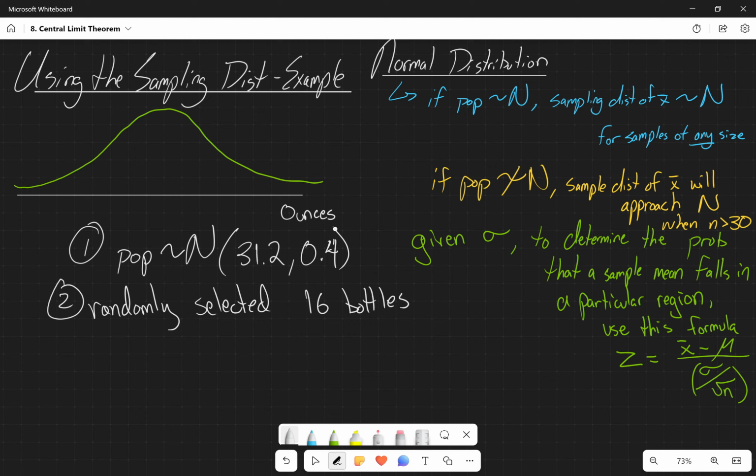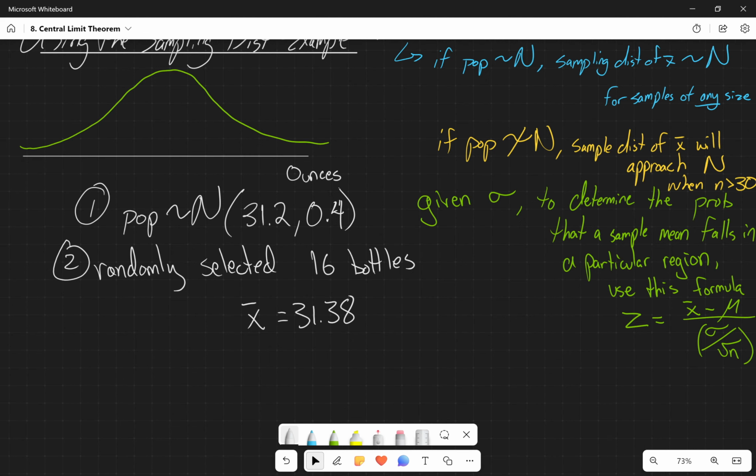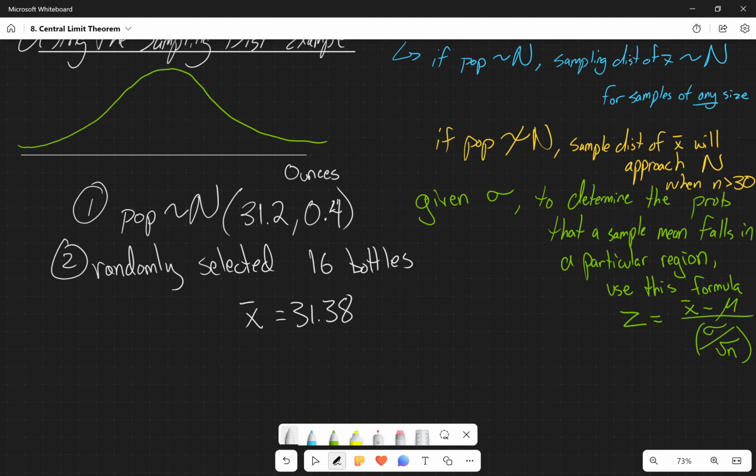When they found the mean of this sample, they found that it is, actually that's not the mean of means, that's just this. The mean of this sample was 31.38 ounces. So they took all the 16 bottles, they averaged how many fluid ounces were in each one, and they found that it was 31.38. And so we're asked, is this an unlikely result?